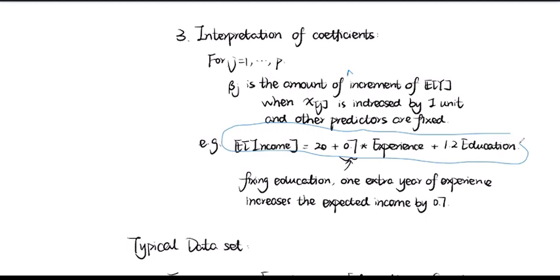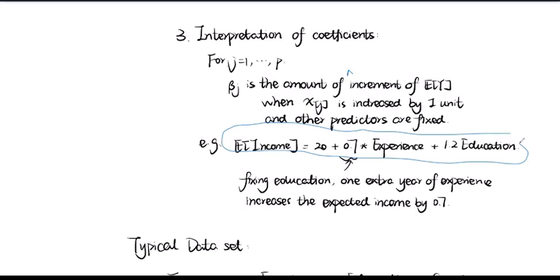Now, that 20 means the average income is going to be 20 when the years of experience is 0 and years of education is 0. Does that make sense? That is what that 20 means. On average, the income is going to be 20 when the experience is 0 and education is 0. Now, what if I want to interpret 0.7 on the experience? I need to first tell the world, after controlling for the years of education. I have to mention that.